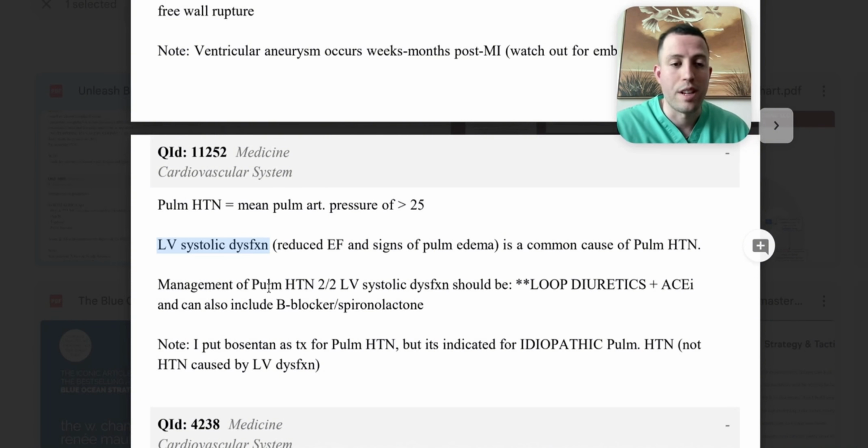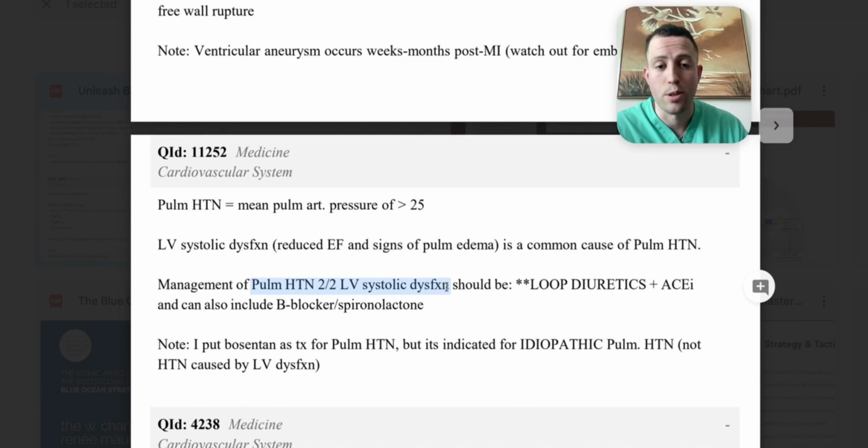The management of pulmonary hypertension due to left ventricular systolic dysfunction is loop diuretics. That's the number one key. Then you can also add on an ACE inhibitor or a beta blocker or spironolactone. But the number one thing that you should think of is loop diuretics to get all that fluid out of the lungs.